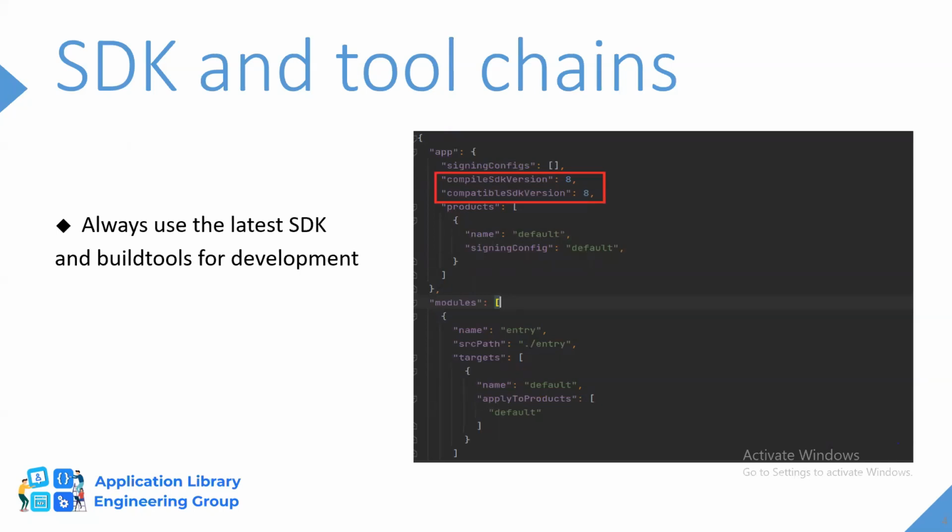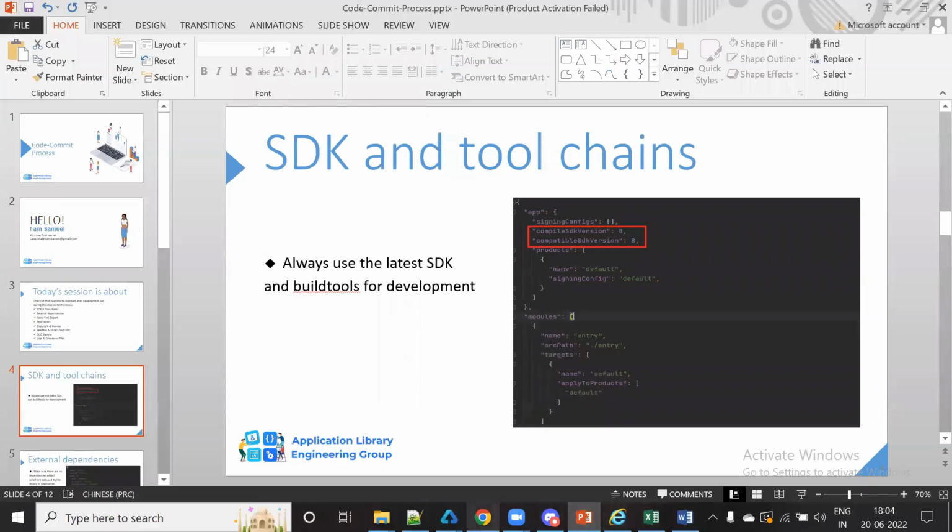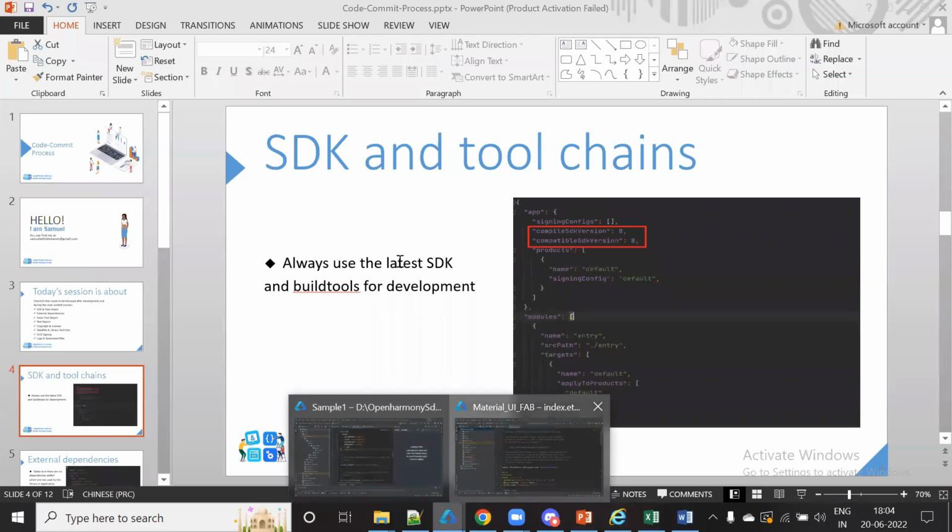Just make sure all of the code commits are going by 8. Basically, when you're creating the project itself, there will be an option to select the API version, so make sure you select it. The same will be followed in your config file as well. This you can find in the build profile JSON. Let me show it to you in the code where you can find it.